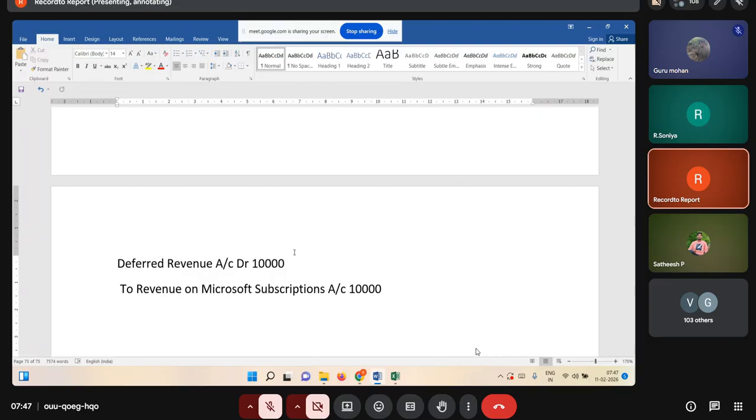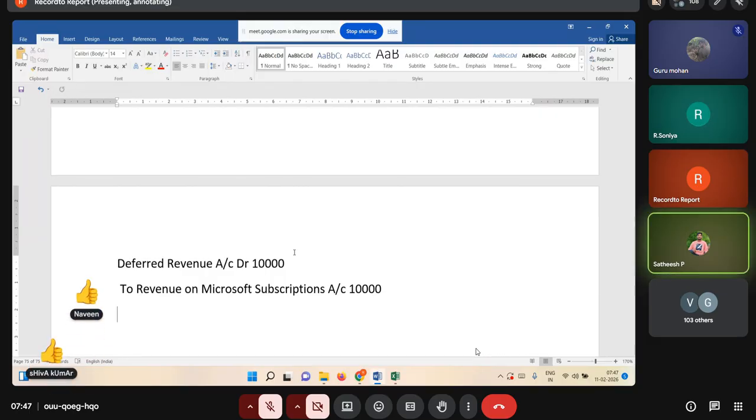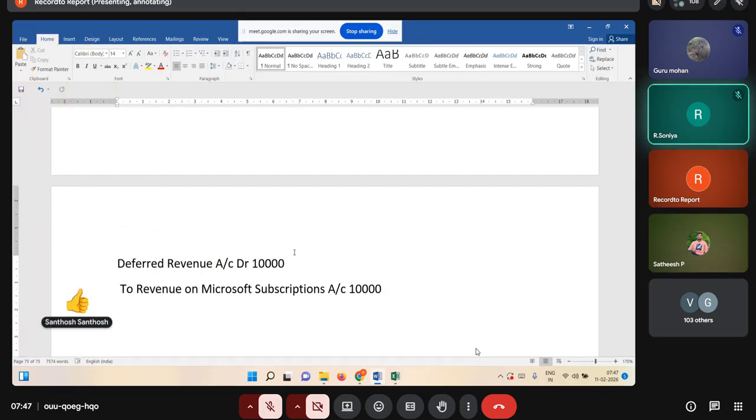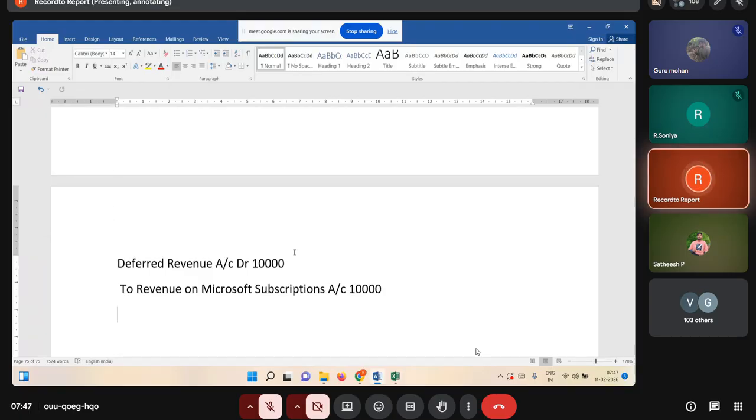Is it clear? What is the difference between prepaid expenses and deferred revenue? Prepaid expense is nothing but we are paying in advance. Deferred revenue is nothing but we are receiving in advance. Is it clear?